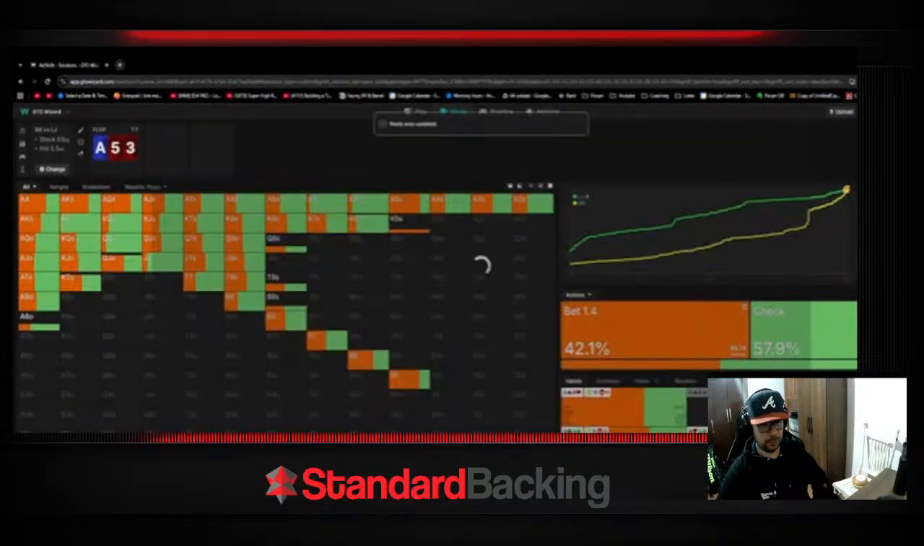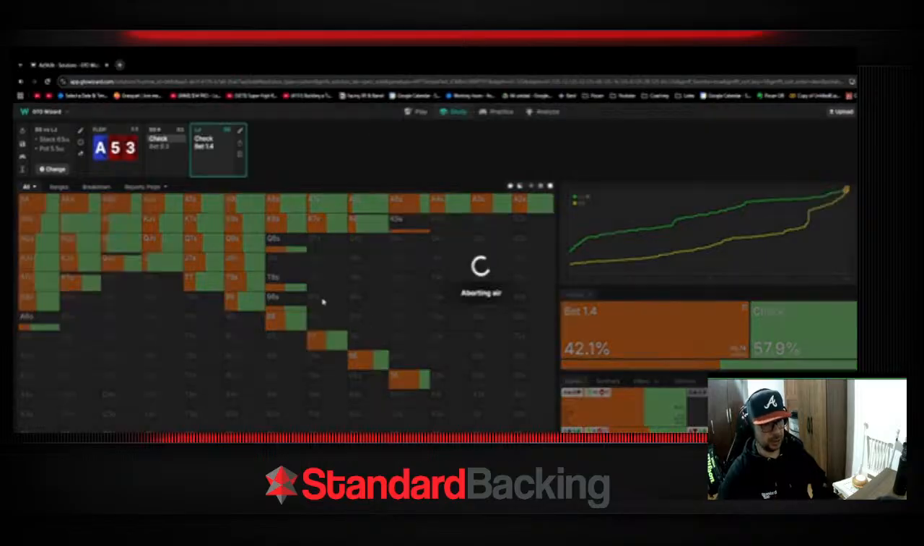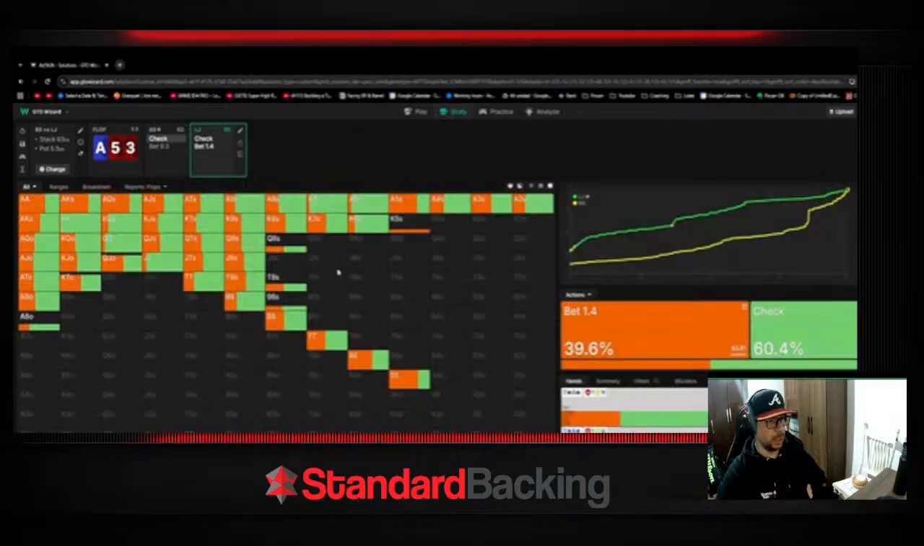It should print everything orange. Let's see. No, I don't know what's happening, but it's not working. So yeah, it's a shame. But yeah, no, it doesn't matter.